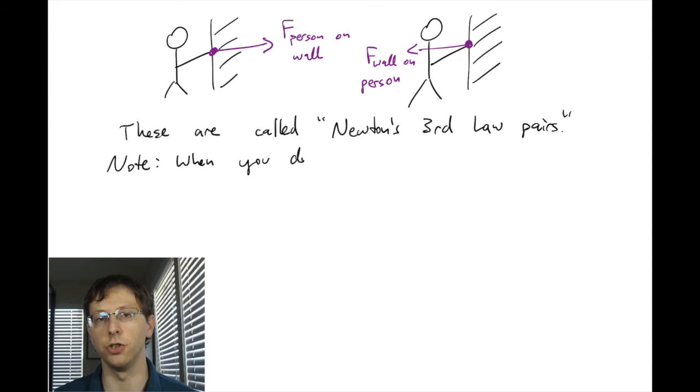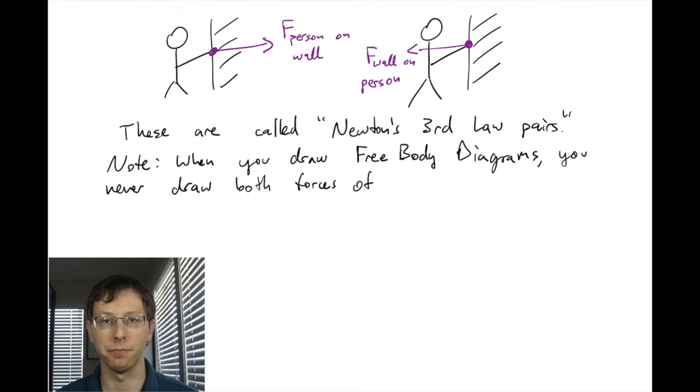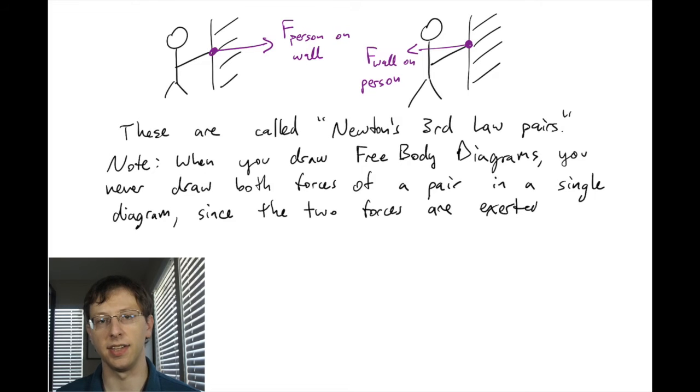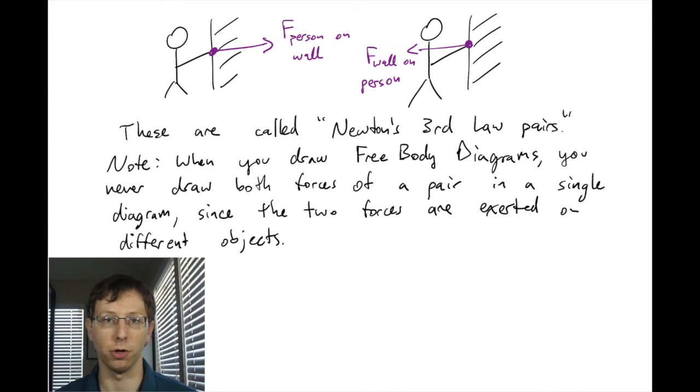You only ever draw one of these pairs on a single free body diagram, because the free body diagram only has forces that are exerted on that object in it. So in this example, if you draw a free body diagram of the wall, you would only include the force of the person on the wall, not the other force. And if you draw a free body diagram of the person, you would only include the force of the wall on that person.